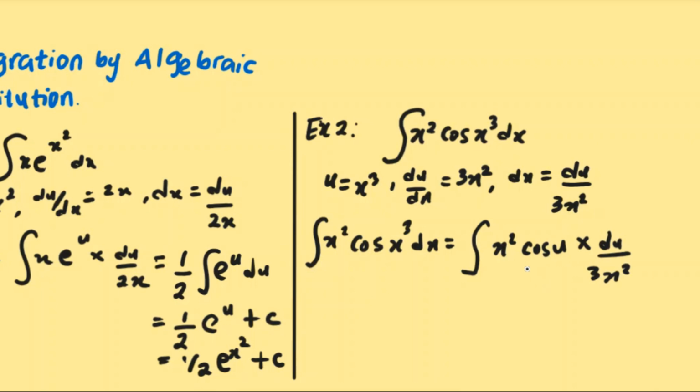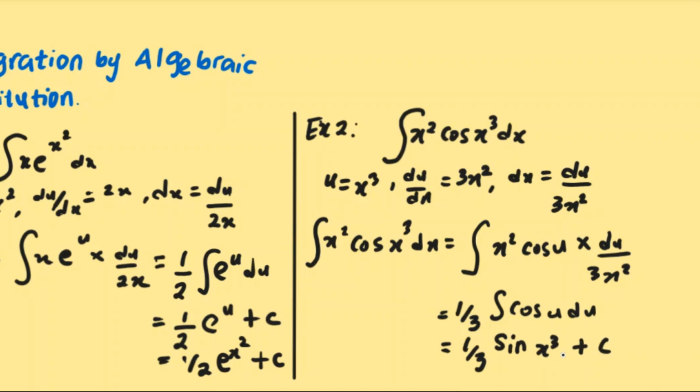So x squared will cancel x squared. We'll be left with 1 over 3. We can factorize it out. So that will be 1 over 3 integral cos u du. If we integrate cos, you're going to get sine. So that will be 1 over 3 sine u. And our u is x raised to the power of 3, plus an arbitrary constant c. And that will be the answer to that question.